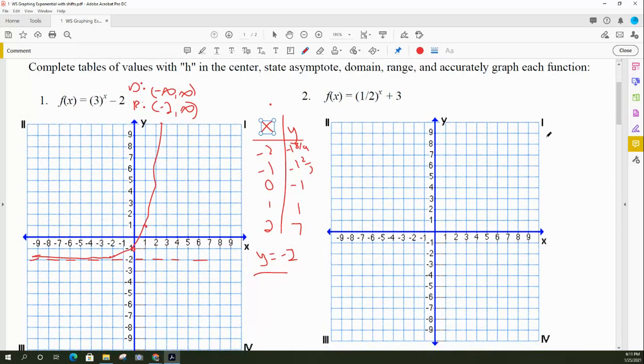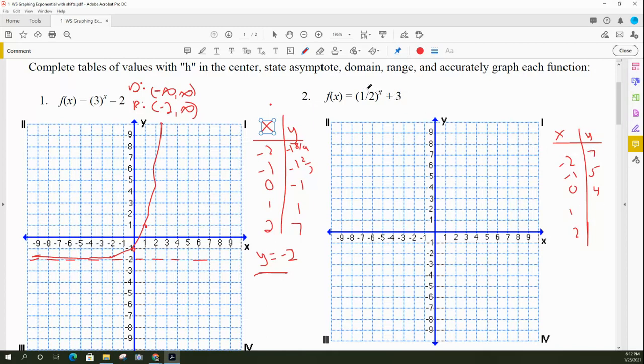All right, number 2, here we have a decay function. Again, we know that because b is 1/2. And so we get table of values. H is still 0 on this one. So we'll put 0 in the middle. Plug in 0, anything to 0 is 1. 1 plus 3 is 4. Plug in -1, you get 2. 2 plus 3 is 5. Plug in -2, you get 4. 4 plus 3 is 7.